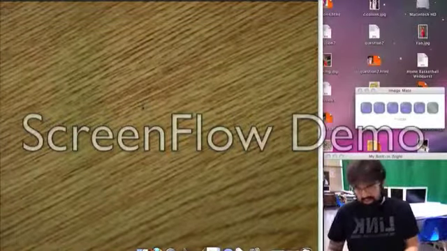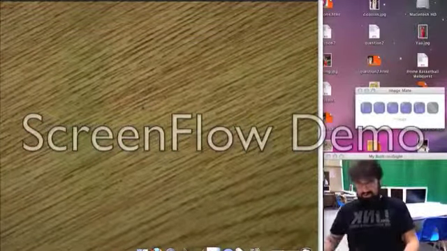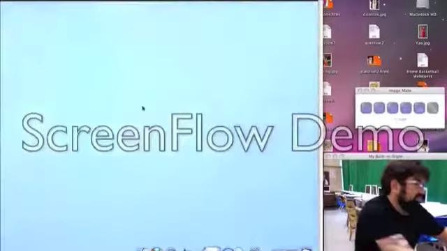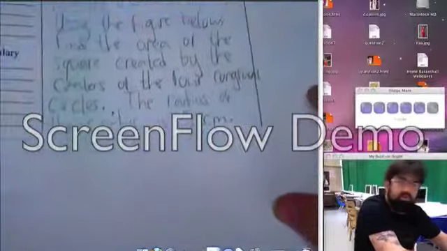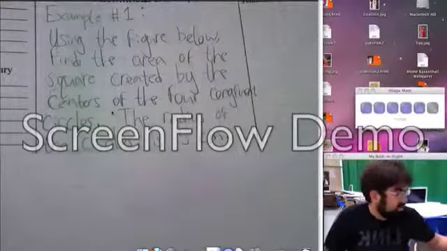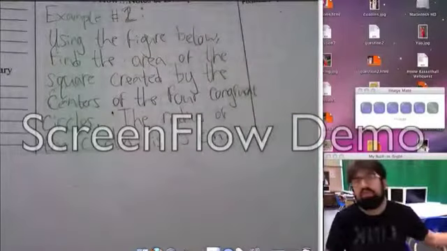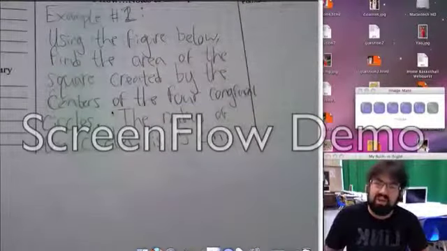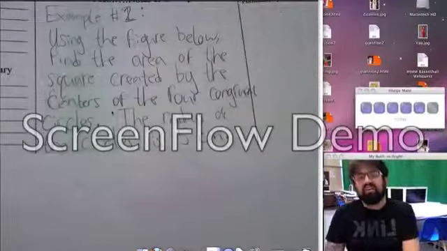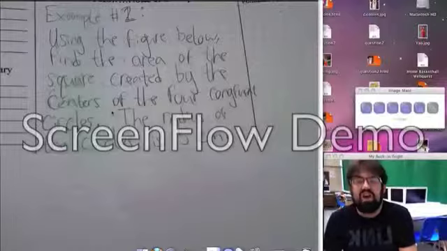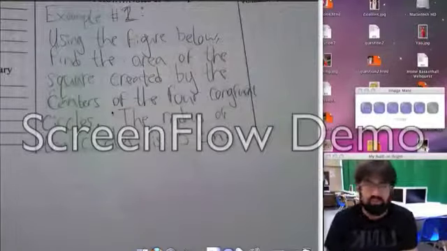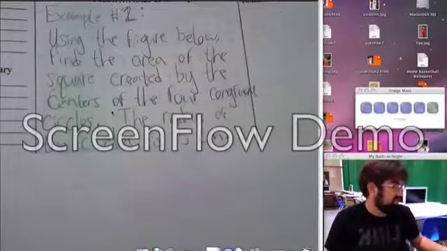Let's do a challenge question. I'm bored. I wanted to do a little fun one. Using the figure below, find the area. By the way, this is example number 2. Using the figure below, find the area of the square. So it's going to be a square created by the centers of the 4 congruent circles. The radius of every circle is 5 centimeters. So that's going to be a little bit of a hint.